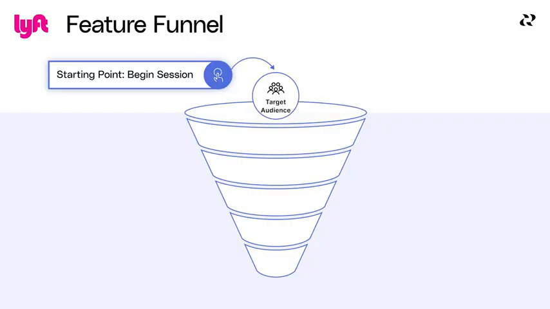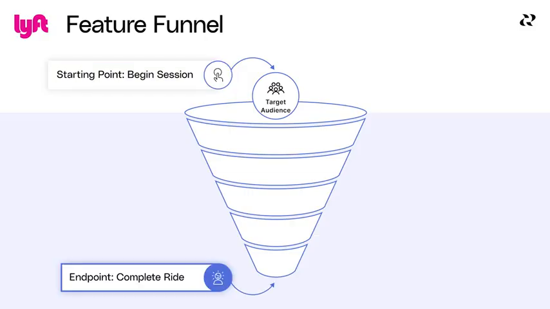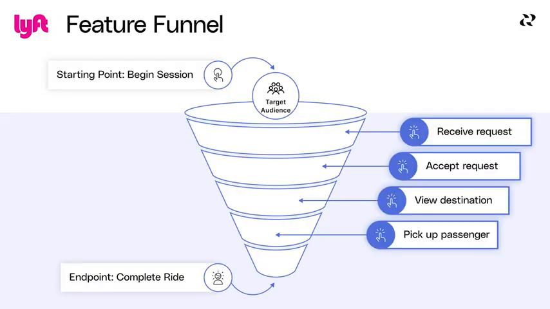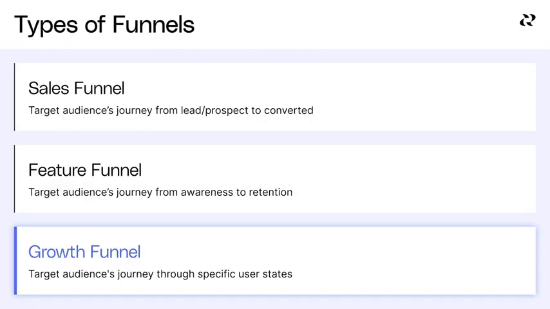The starting point in a feature funnel is typically the signal that the target audience is active in the product in a given time frame. This might be opening an email or logging into the dashboard. In our Lyft example, the starting point is when a driver begins a driving session. The end point is a signal of feature value being delivered. In this case, the signal of value delivery is the successful completion of a ride. Intermediate steps will vary across features. In our Lyft example, we're following the driver's journey from the beginning to the end of a completed ride. The intermediate steps in this journey are receiving a ride request, accepting the request, viewing the passenger's destination, and picking up a passenger.